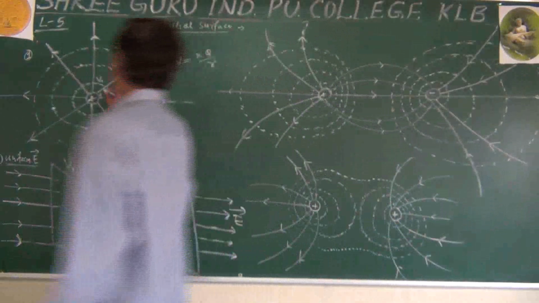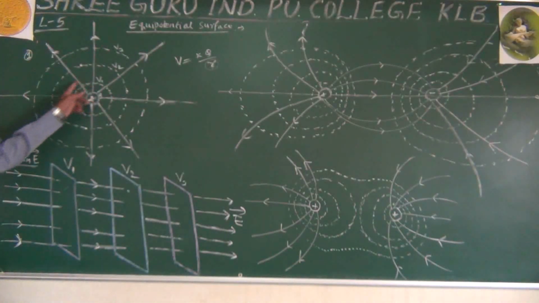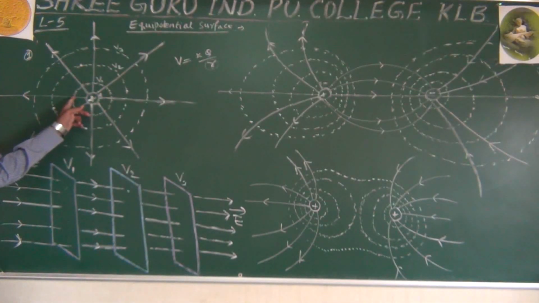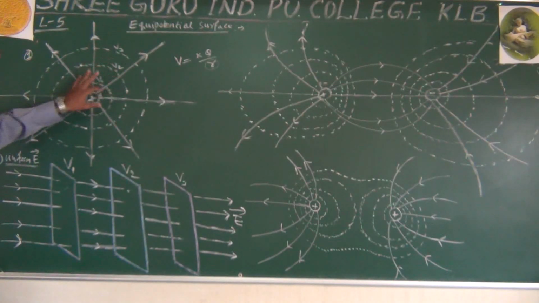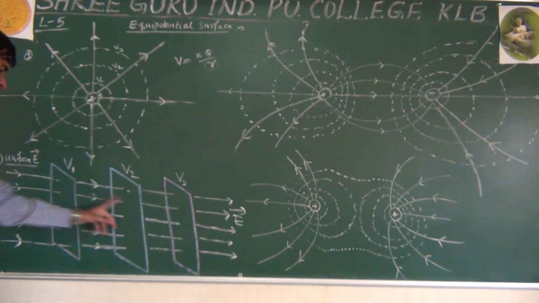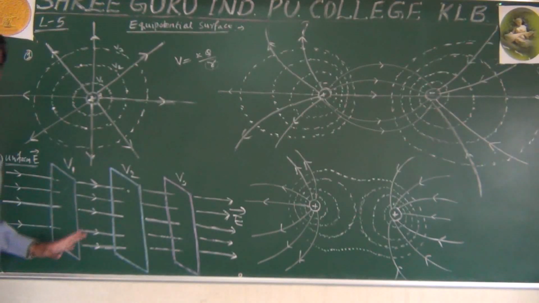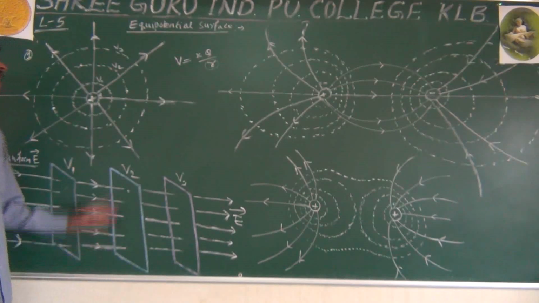Understood? So it's like this here also. Same way, this is a separate equipotential surface, and this is also an equipotential surface. But here and here the potential will be different. Similarly, here and here the potential will be different. Understood? These are equipotential surfaces due to the uniform electric field.